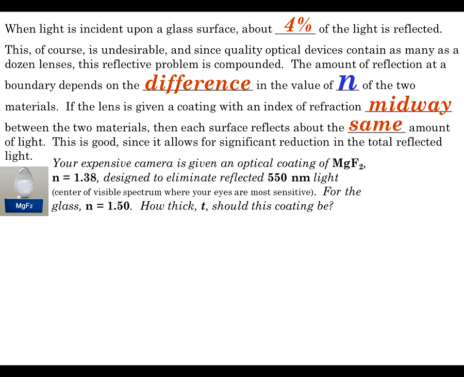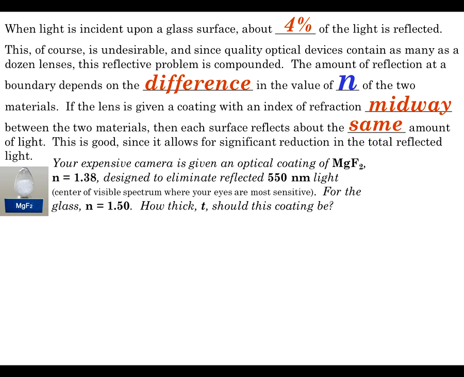Now, the index of refraction of glass is 1.5. So yeah, this is more weighted toward the 1.5 than 1.0 for the air, but you can't just pick and choose exactly what you want. There's other considerations. Anyways, how thick should the coating be to do the job?